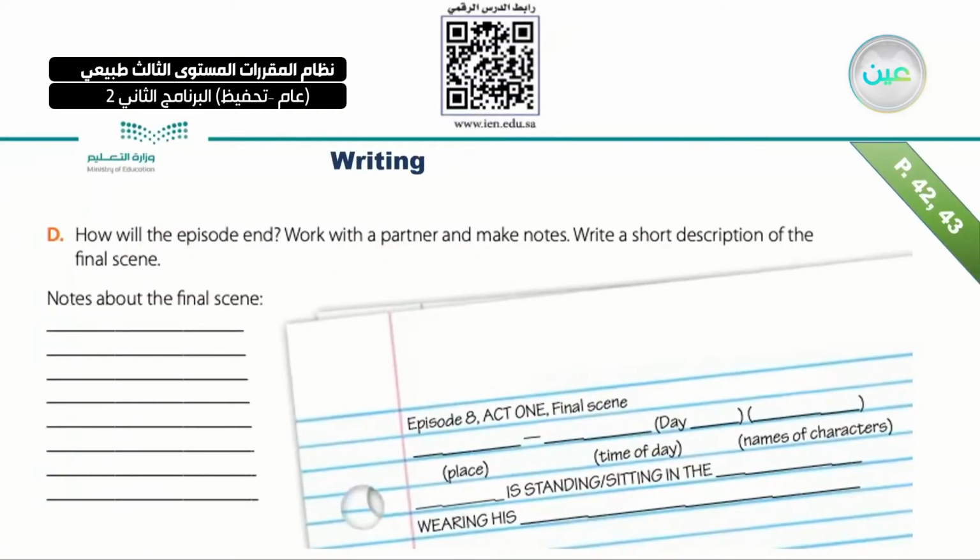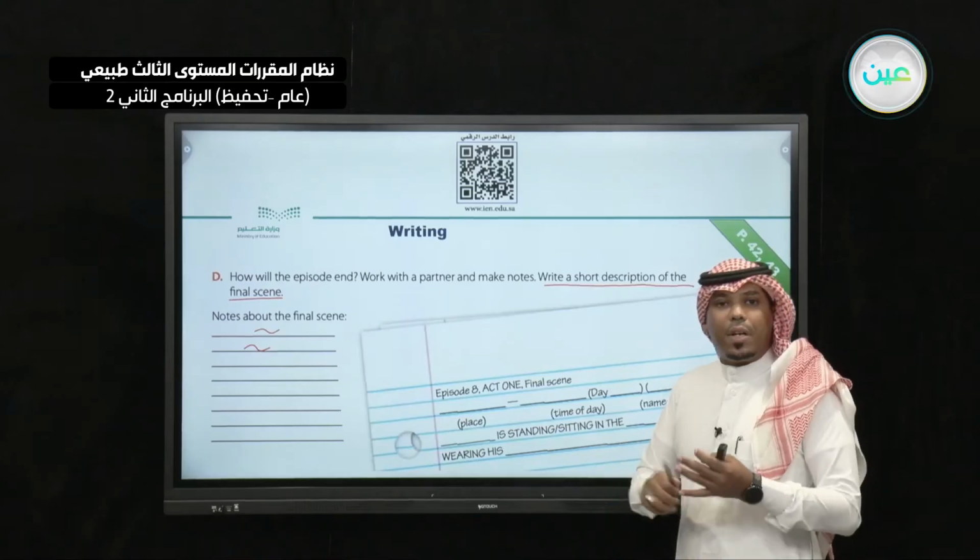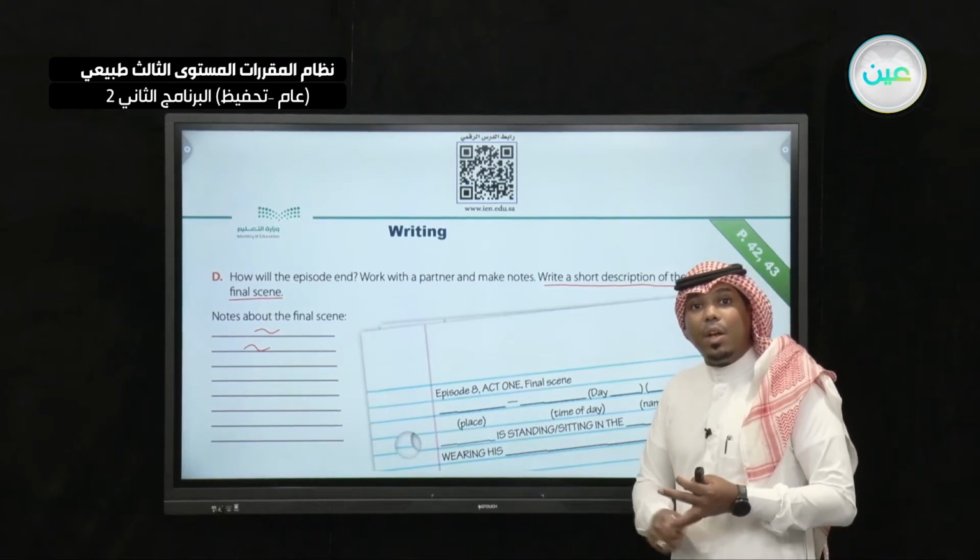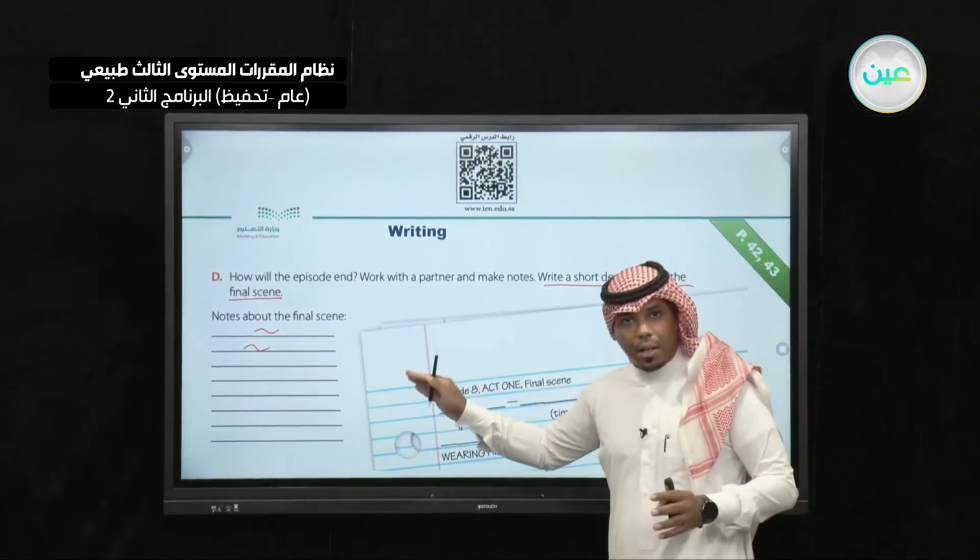How will the episode end? Now, this is actually your task. Work with a partner and make notes. Write a short description of the final scene. This is your assignment. You are going to write notes using these lines about the final scene, because on pages 42 and 43 you are going to go through exercises B and C to complete the first scene and the second. Now you are going to do the final scene.